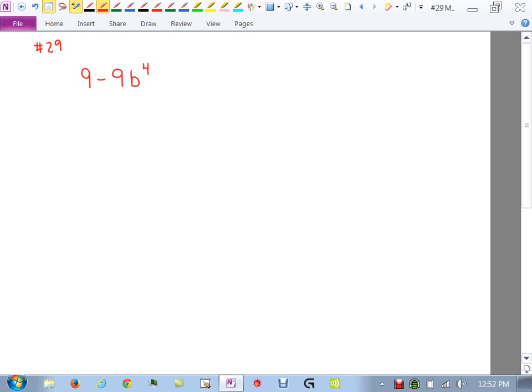GCF, 9. Okay, so this is equal to 9. When I factor out 9, I need enough room for two terms. What's still there? 1 minus b to the fourth, right? Now, 1 minus b to the fourth. Two terms, right? Does it look like difference of squares, sum of squares, difference of cubes, sum of cubes?